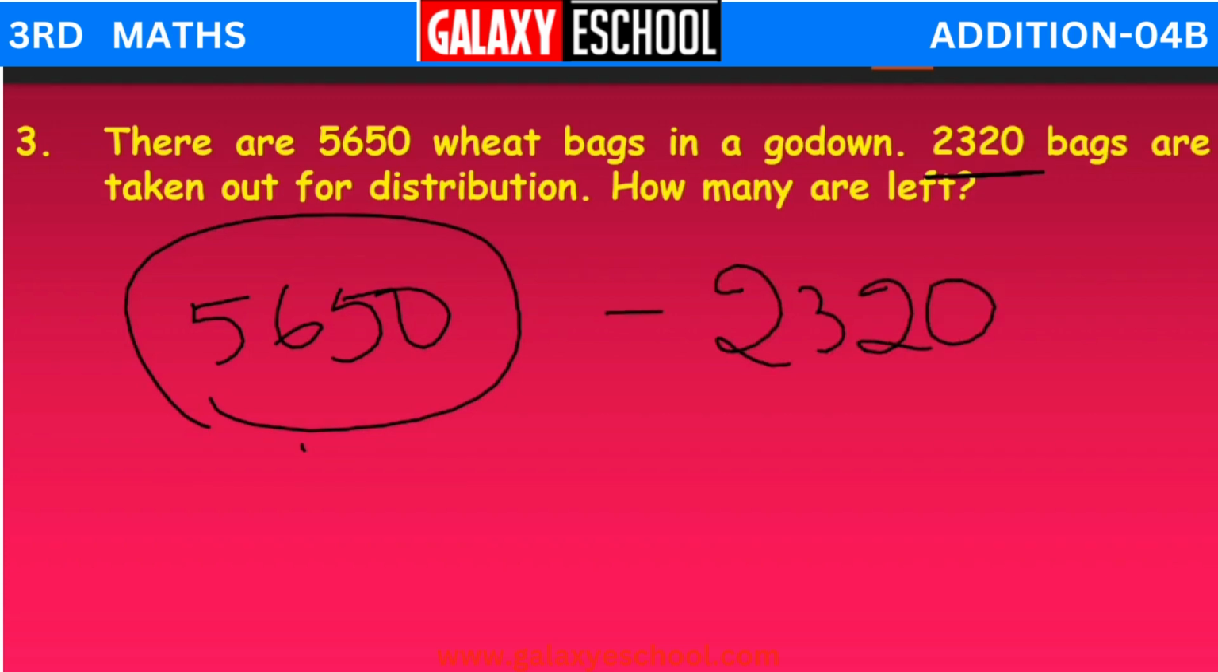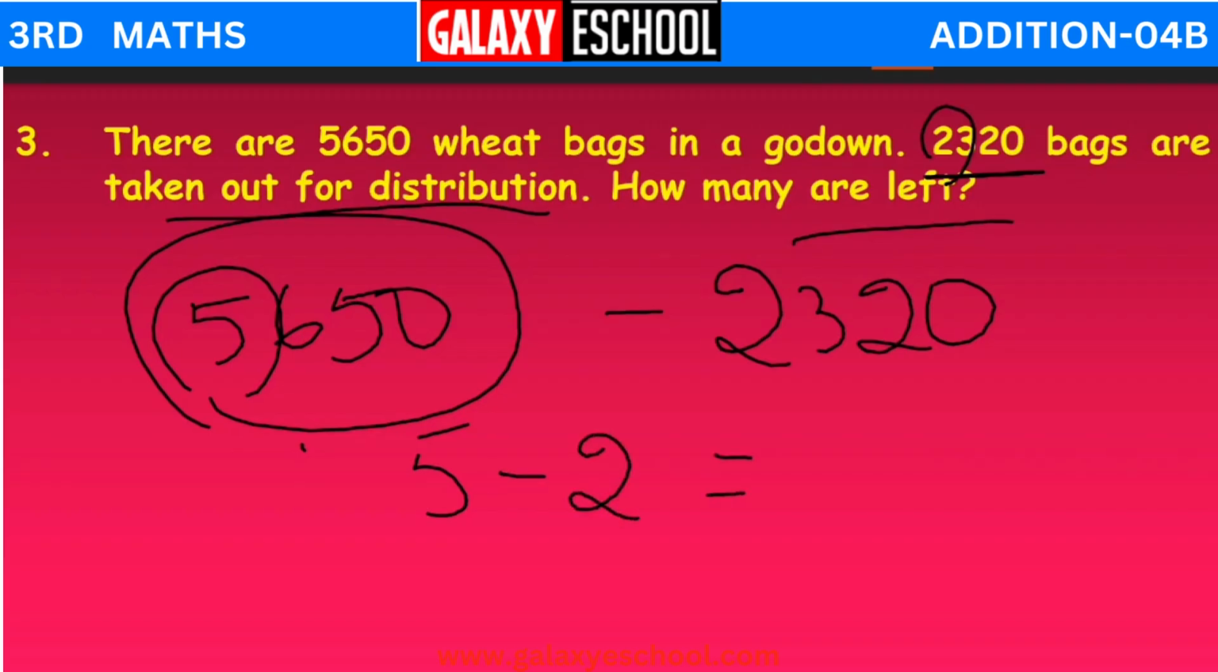Just understand this as if you had 5 chocolates and you distributed 2 chocolates, then how many are left with you? So that means we have to subtract 5 and 2. 5 minus 2 gives us 3.